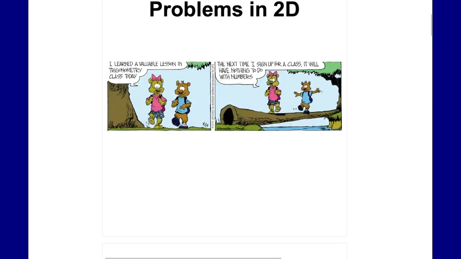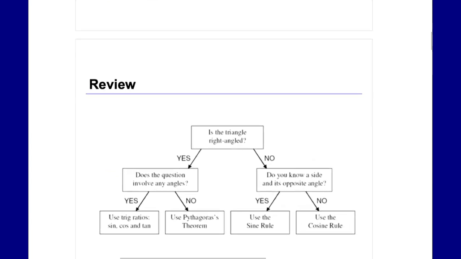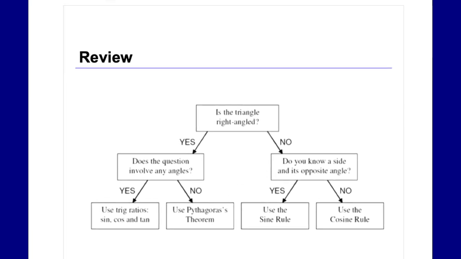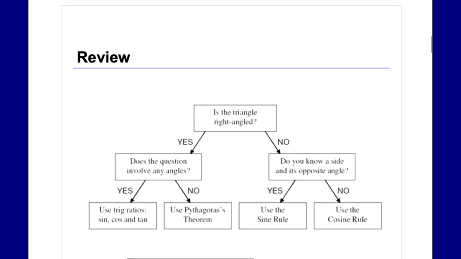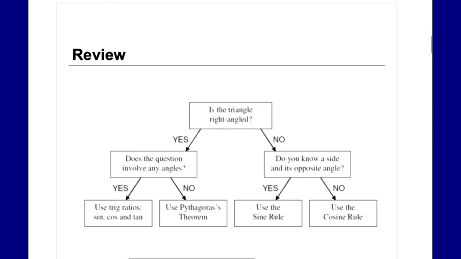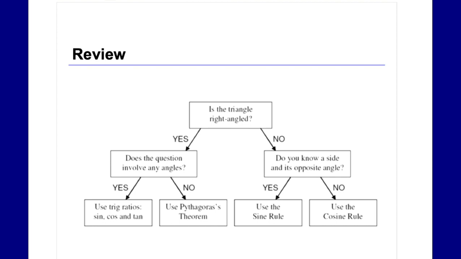concepts. With our 2D problems, we have to think about what ratios or what laws we are using. So just as a little bit of review, here is a flow chart that you can go through. First, is the triangle right angled? If no, then do we know a side and its opposite angle? If yes, we use the sine rule. If no, we use the cosine rule. And we'll talk about other scenarios about when we use sine or cosine law or rule, however you know it, or whatever you know it as.